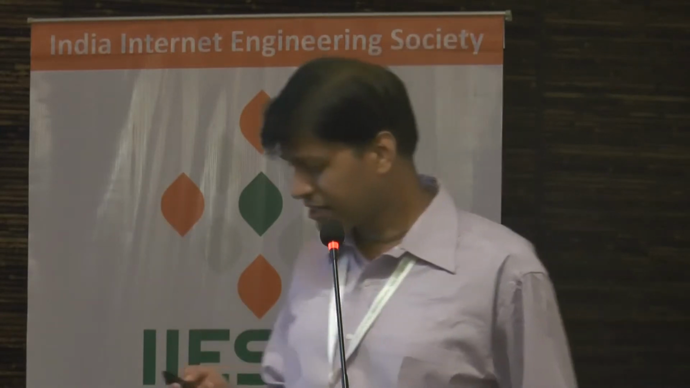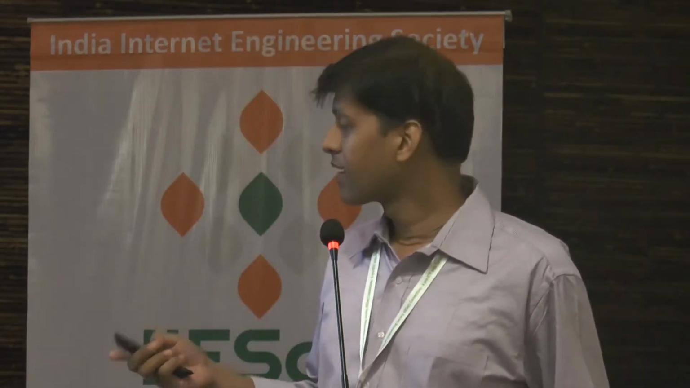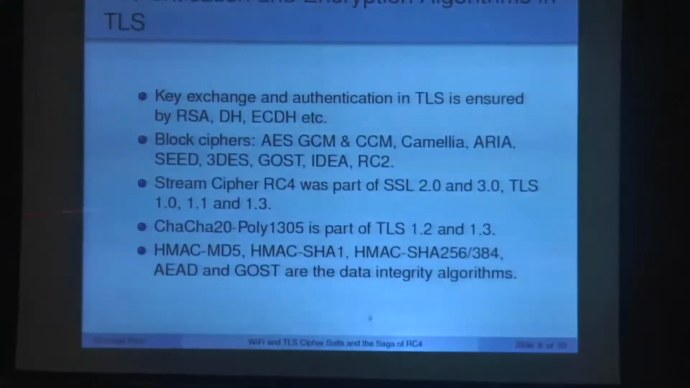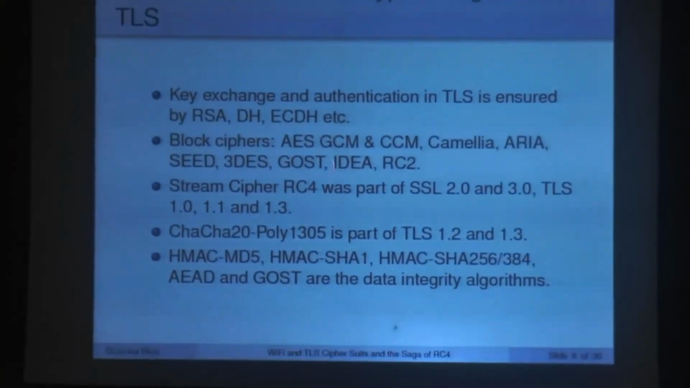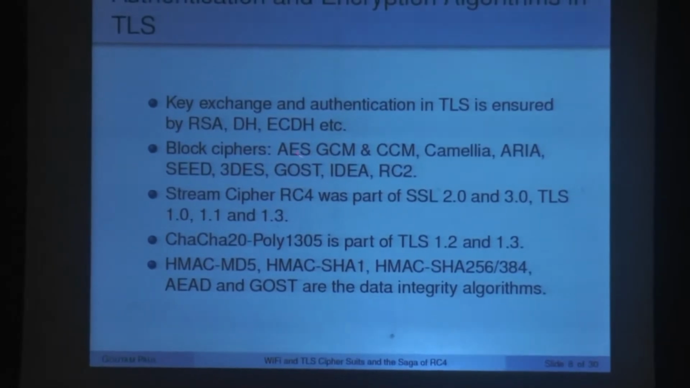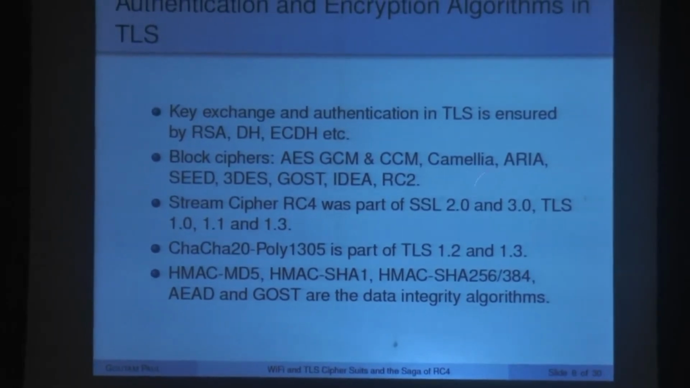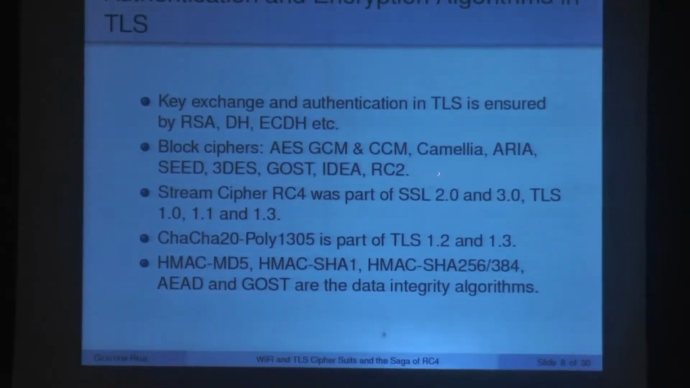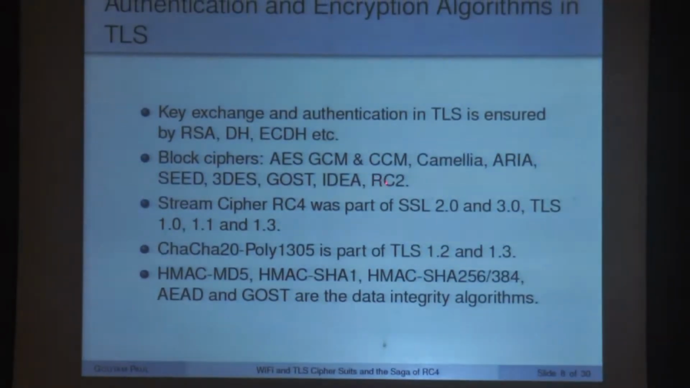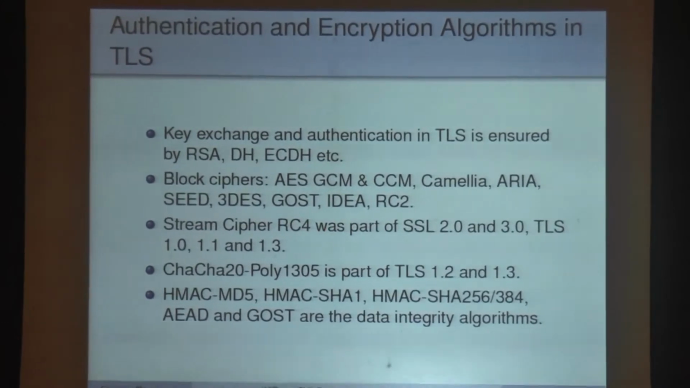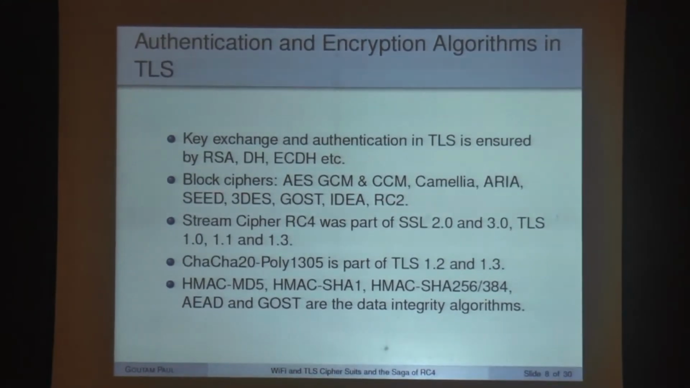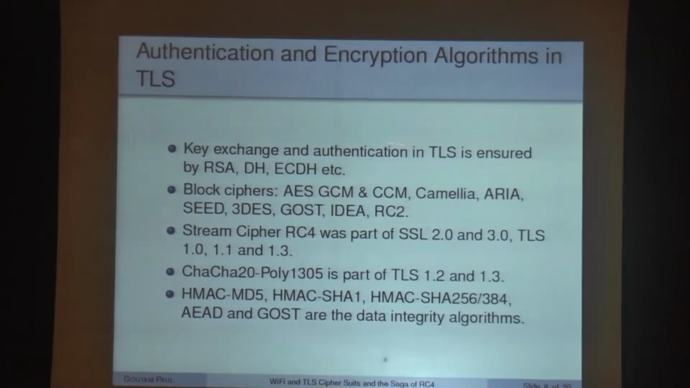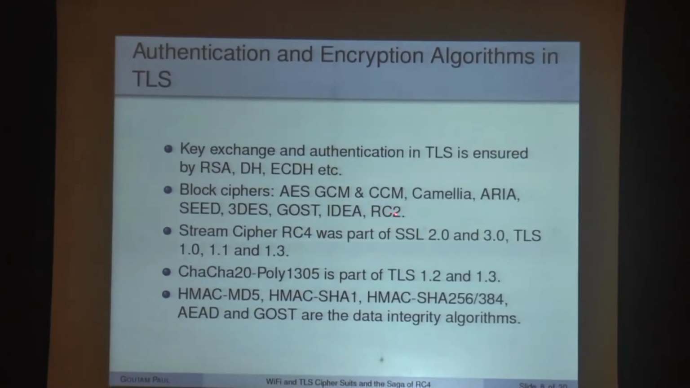So this is the authentication and encryption algorithm list. We have key exchange by typical RSA, Diffie-Hellman, elliptic curve Diffie-Hellman, etc. Then the block ciphers and stream ciphers are used for encryption, right? The block ciphers are AES, Galois Counter Mode, Counter Mode, Camellia, ARIA, etc. RC2 is Ron's Code, developed by Ron Rivest, who is also the co-inventor of RC4. It's a series of ciphers developed by Ron, right? RC1, RC2, RC6, up to that much, and RC2 is a block cipher, RC4 is a stream cipher.